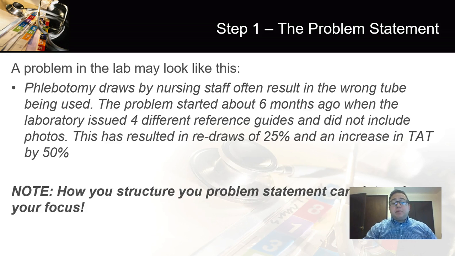This is a good example of a problem statement that, in the lab, may read something like this. Phlebotomy draws by nursing staff often result in the wrong tube being used. The problem started about 6 months ago when the laboratory issued 4 different reference guides and did not include photos. This has resulted in redraws of 25% and an increase in turnaround time by 50%.